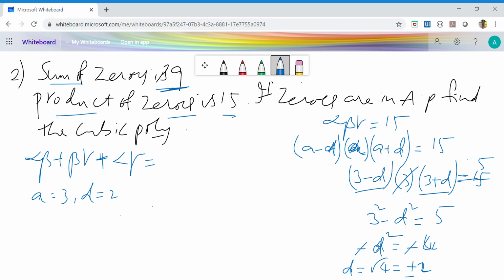Then alpha is A minus D, so 3 minus 2 is 1. Beta is A, that is equal to 3. Gamma is A plus D, that is equal to 3 plus 2, which is 5.